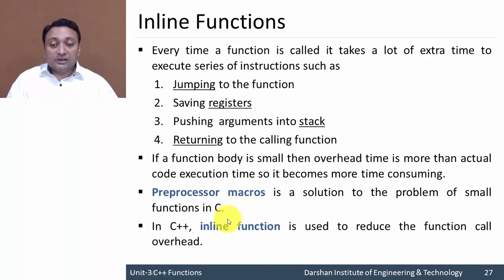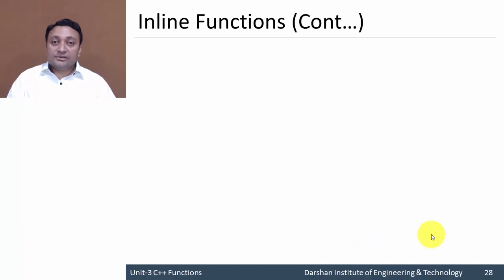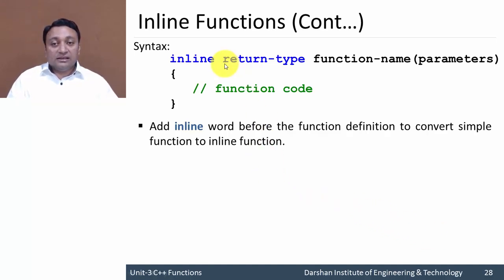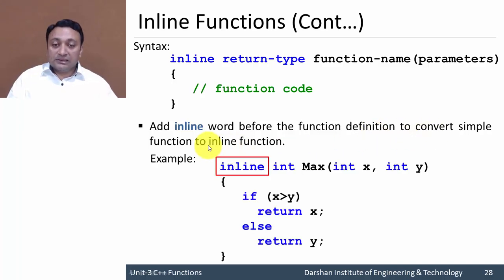But in C++ we have inline function to reduce function call overhead. So let us see syntax of inline functions or how to write an inline function. It is very easy. Here you can see that syntax is return type, function name, parameters and function body. That is very similar to syntax of simple function. Just we have written inline before the function definition. So if you have written a simple function, add the inline word before the function definition to convert the simple function into an inline function.